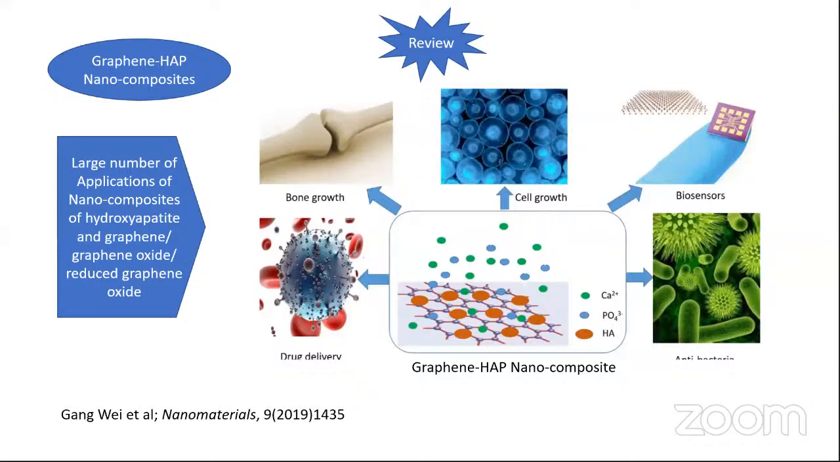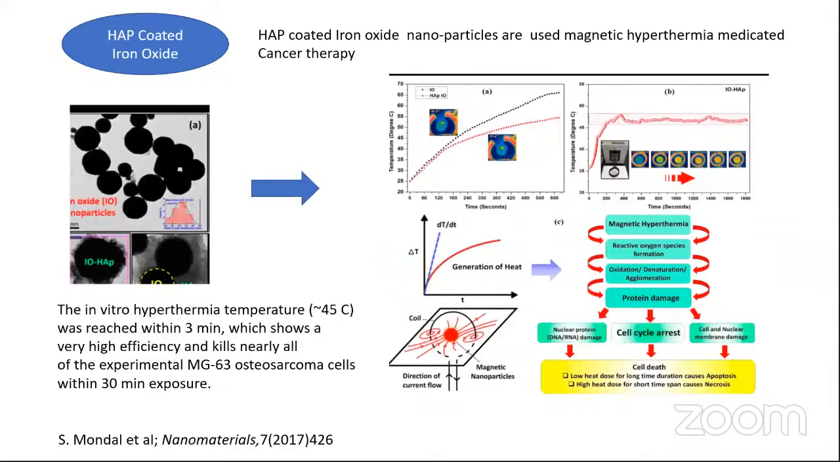So all these applications are possible with the graphene hydroxyapatite nanocomposites. Let me come to one more application of that: hydroxyapatite coated iron oxide. Hydroxyapatite coated iron oxide nanoparticles are used in magnetic hyperthermia mediated cancer therapy. So the researcher S. Mondal and his associates developed the hydroxyapatite coated with iron oxide.